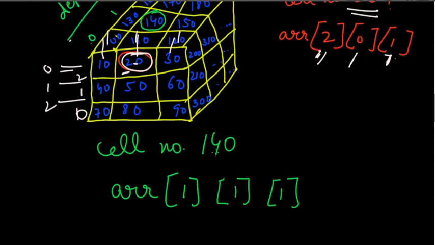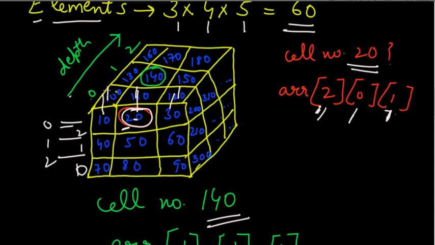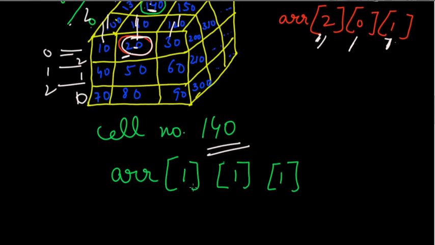Similarly, if we need to calculate the cell number 140, how will we calculate the array? What will be the depth? So depth will be 1. And what about the number of row? So row will be 0 1 and 2. So the row number will be 1 and the column number will be 0 1 2. Column number will also be 1. So the answer for the cell number 140 is array[1][1][1], that is depth, row and column.